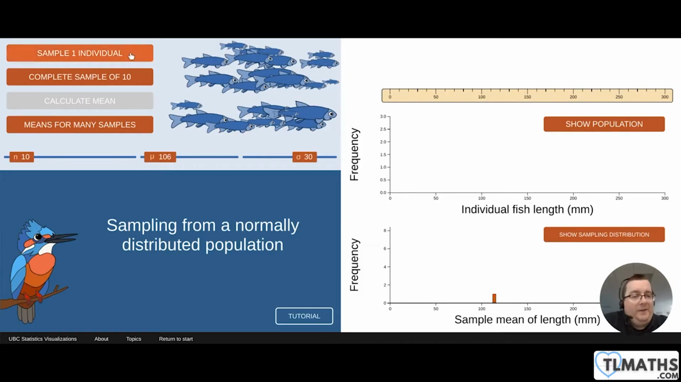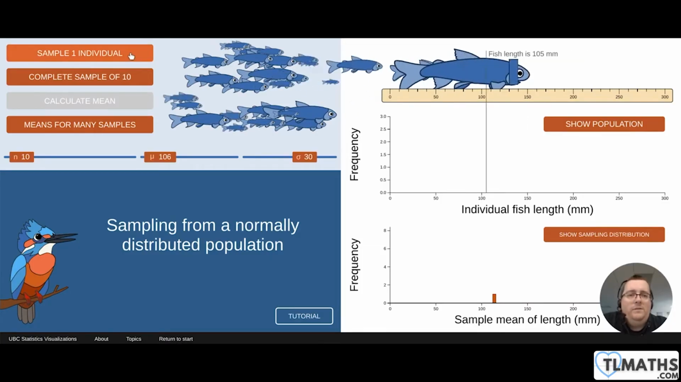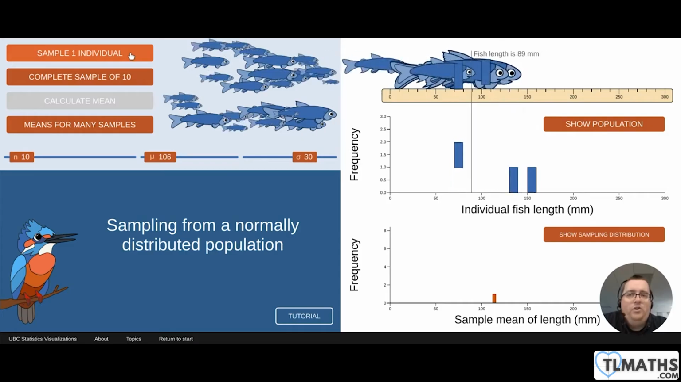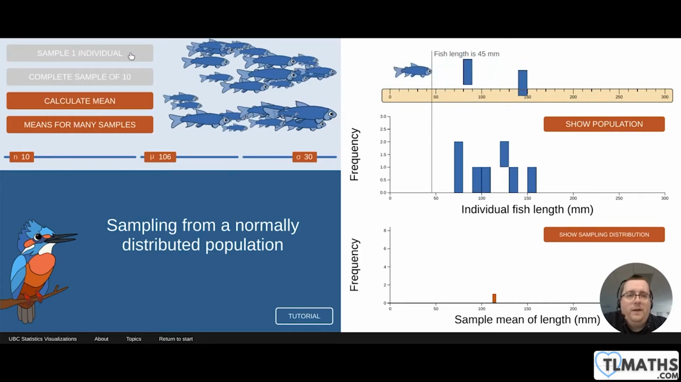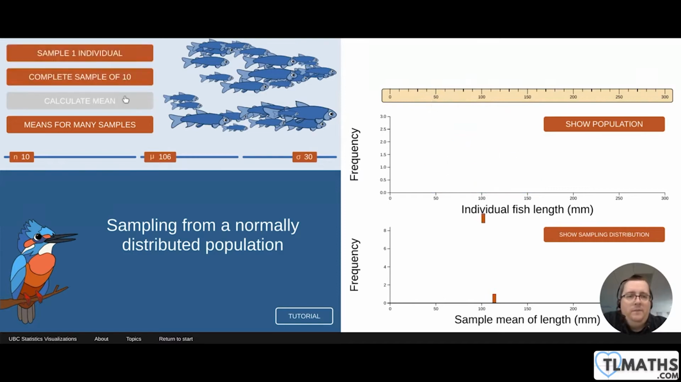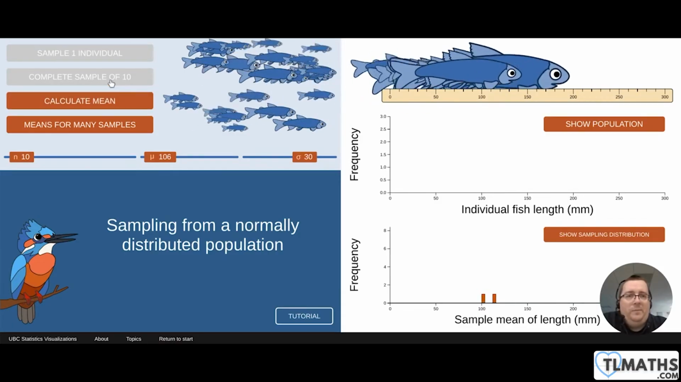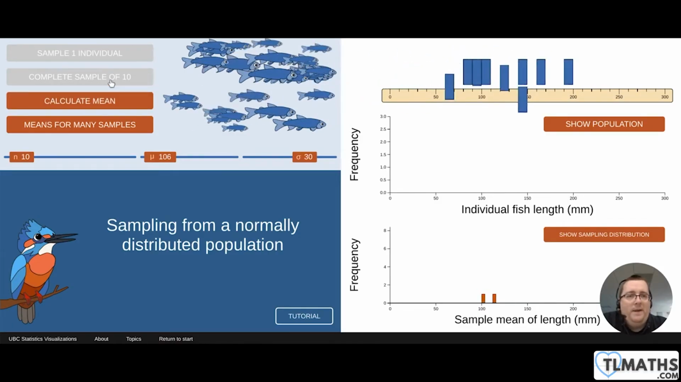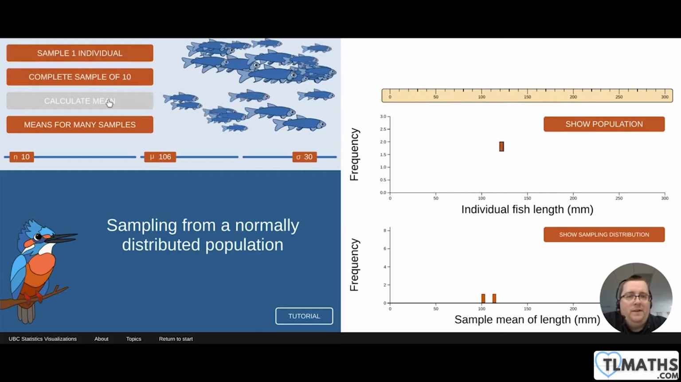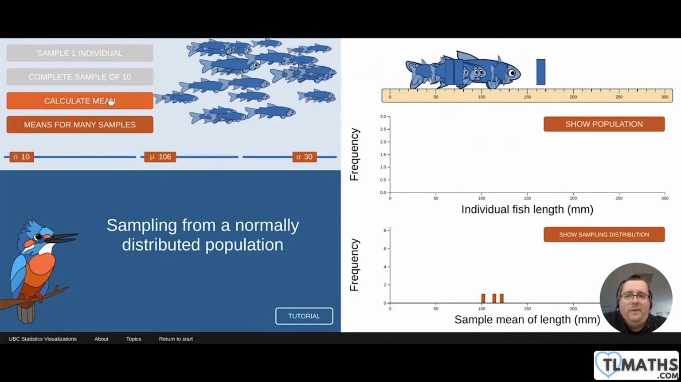So let's take another sample of 10, shall we? So let's take another sample of 10 fish. Okay, different sample this time, and we calculate the mean, and it plots it on the graph below. Right, let's do a complete sample of 10. Okay, it does it in one go for me. There's my sample, calculate the mean. Okay, and we're just going to keep doing this.